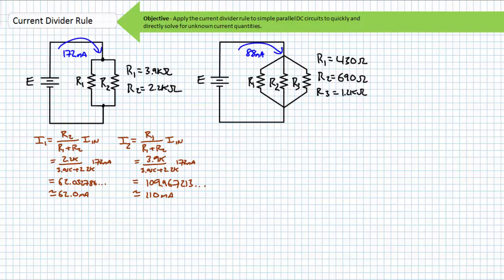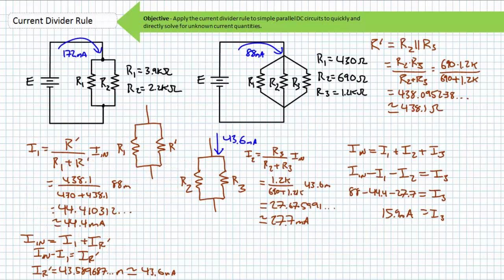Here's the results I obtained for the first circuit. Pause the lecture and take a good look at how I set up the CDR if you're getting different answers. I1 should be close to 62 milliamperes. I2 should be close to 110 milliamperes. Notice I applied this CDR twice, just so you can get a close look at the setup. However, if I was doing this for time and style points, I would not have done the second iteration of the CDR. I would have jumped straight to KCL to solve for the remaining unknown branch current.